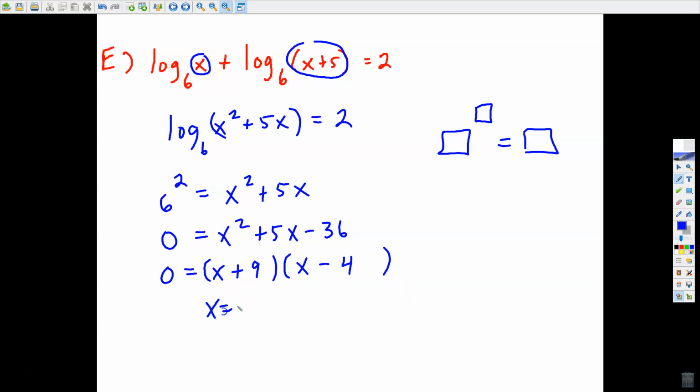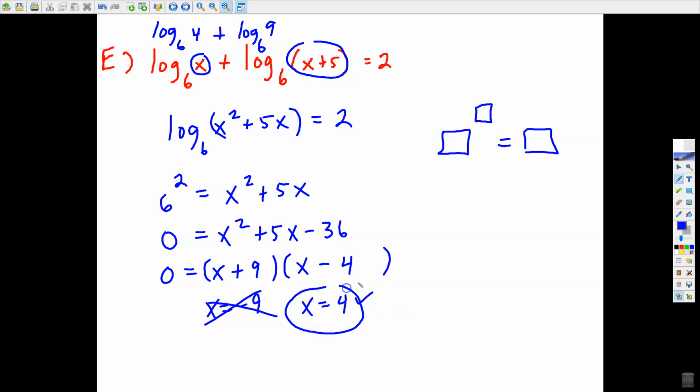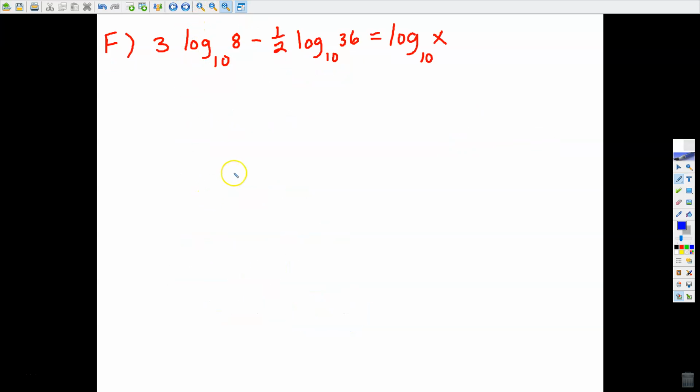So I get two possible solutions, but I need to make sure that both of them are valid. And based on our previous discussion, negative 9 is not valid because we cannot evaluate the log of a negative number. But it looks like 4 probably does work. Log base 6 of 4, log base 6 of 4 plus 5, which is 9. That makes log base 6 of 36, which is 2. And so 4 is a good answer. All right. And looks like we've got one more.